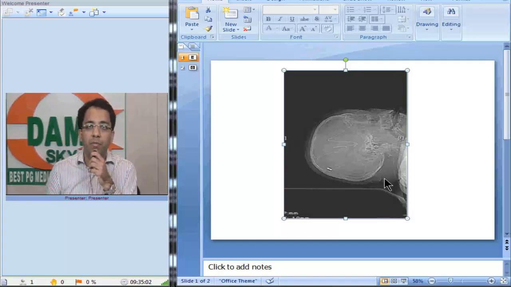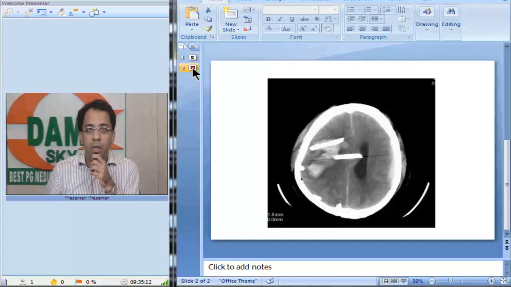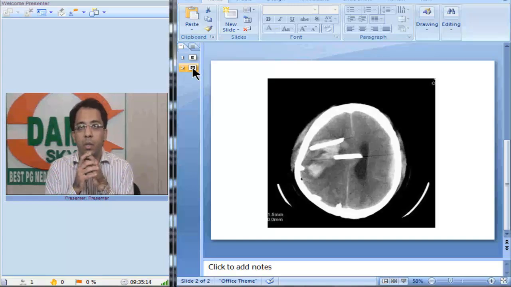Is there any finding here? Look at the X-ray skull. RTA patient, road traffic accident, comes to you. Okay. Now, to give you another clue, I want you to look at the CT image.